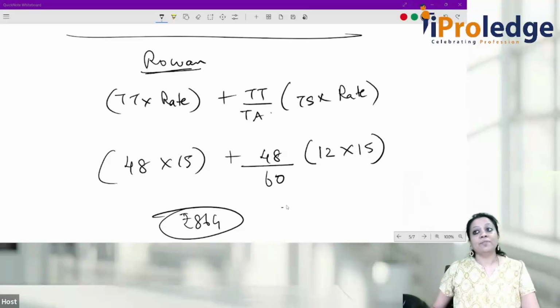On Wednesday, there is a full-fledged test for 100 marks. So all of you, please make use of that and write it.